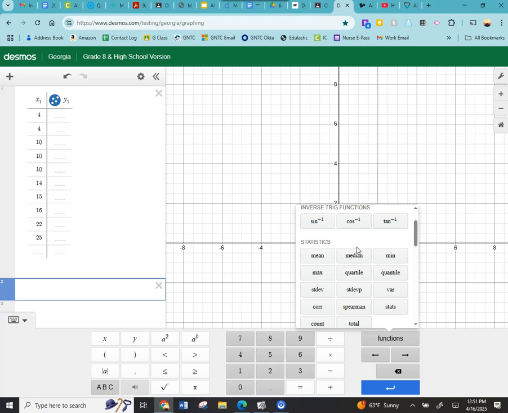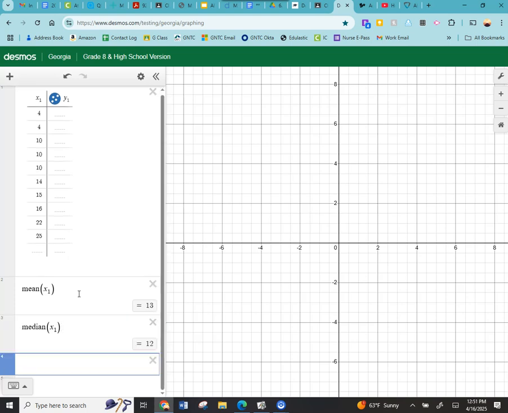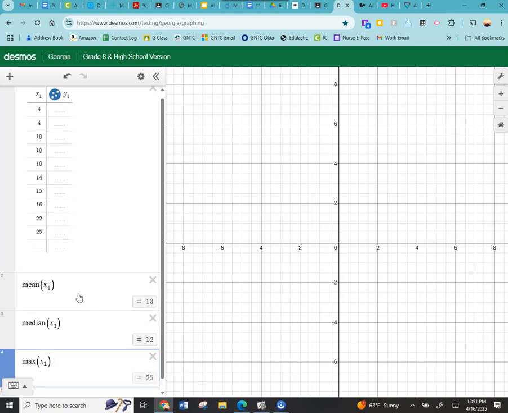Now let me show you an even shorter trick. Watch this. Mean, parentheses, X1 list. Bam. Median of X1 list. Bam. Watch this. Max of X1 list minus min of X1 list. Bam. It's kind of chilly in here. I can't see the bottom of it. Max minus min.